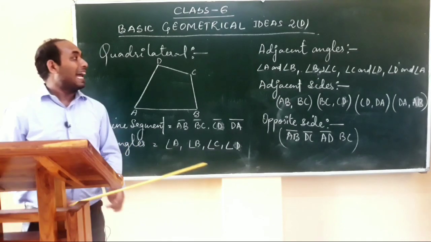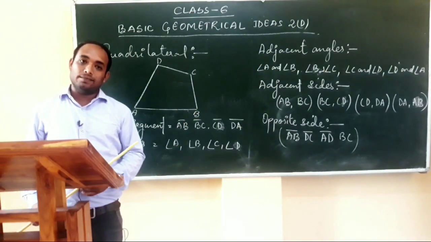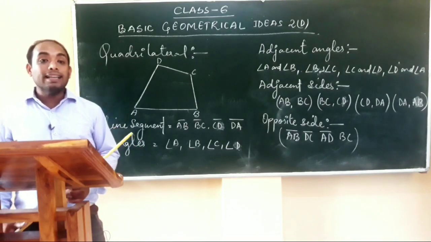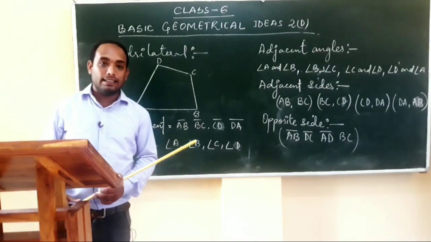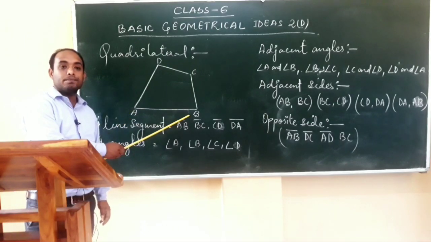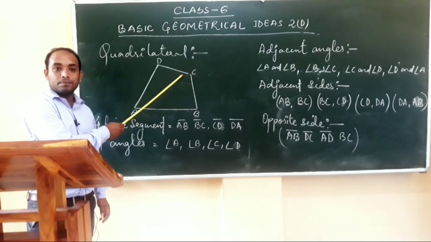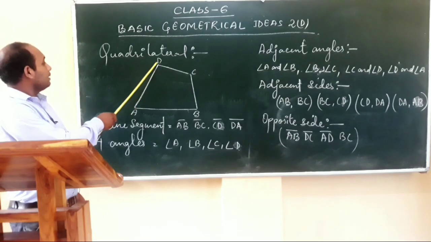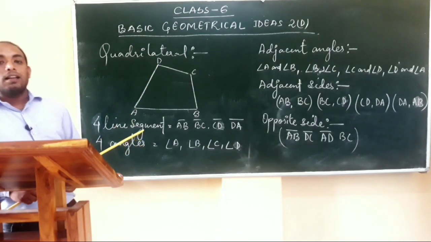Next, we come to adjacent angles. What is an adjacent angle? Angles having only one common point and a common side are called adjacent angles. The angles are angle A and angle B, angle B and C, angle C and D, angle D and A. These are the adjacent angles.